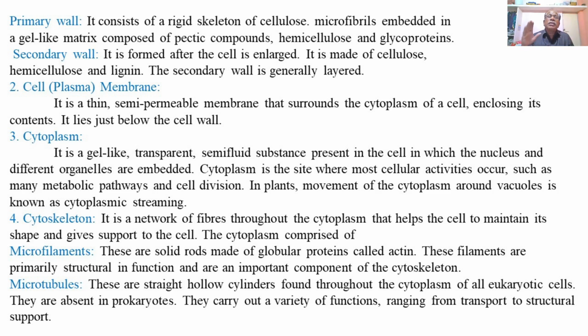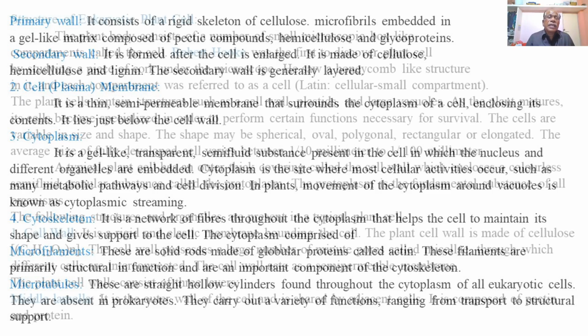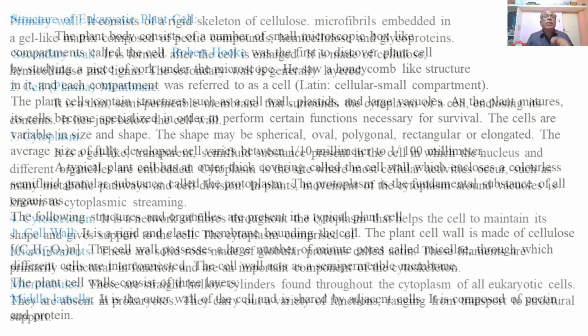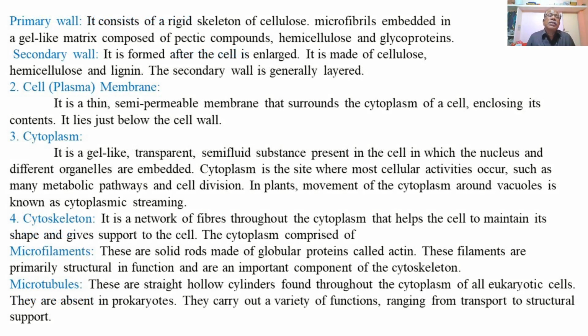The secondary wall is generally layered, consisting of a series of layers. So the cell wall of plants is composed of three layers such as middle lamella, primary wall and secondary wall, which are composed of either cellulose microfibrils and other gel-like matrix composed of pectic compounds or hemicellulose or glycoproteins or lignin-like materials.